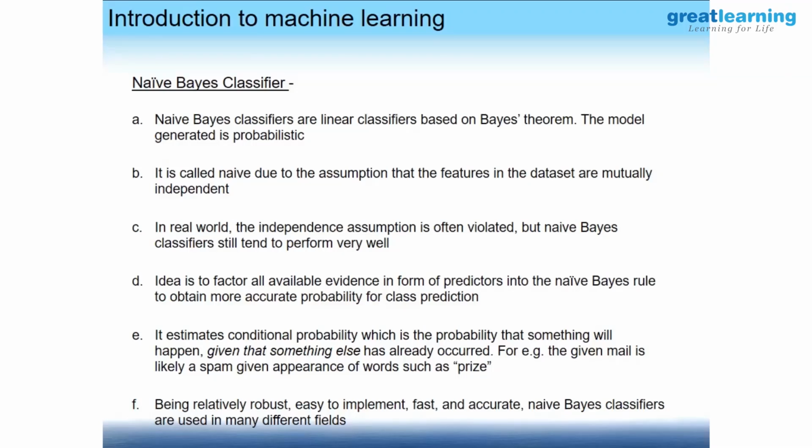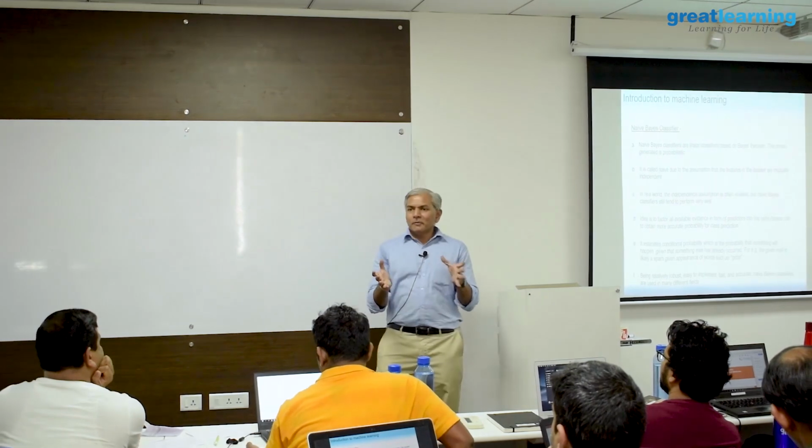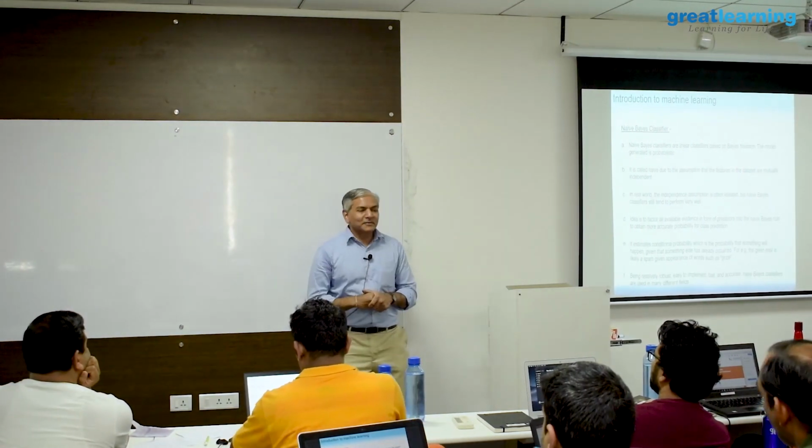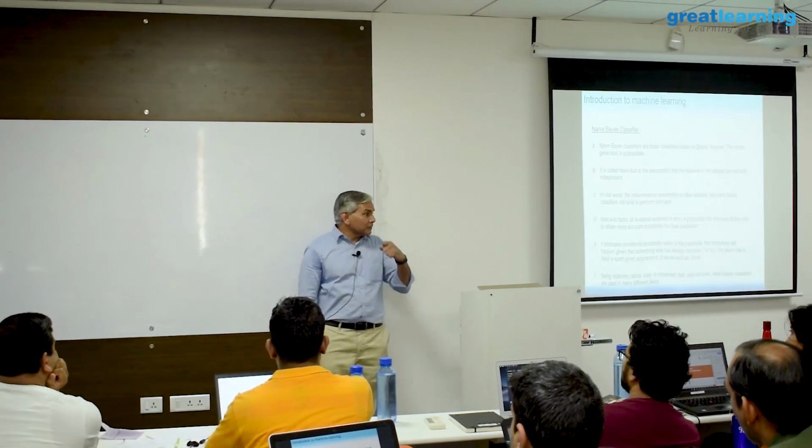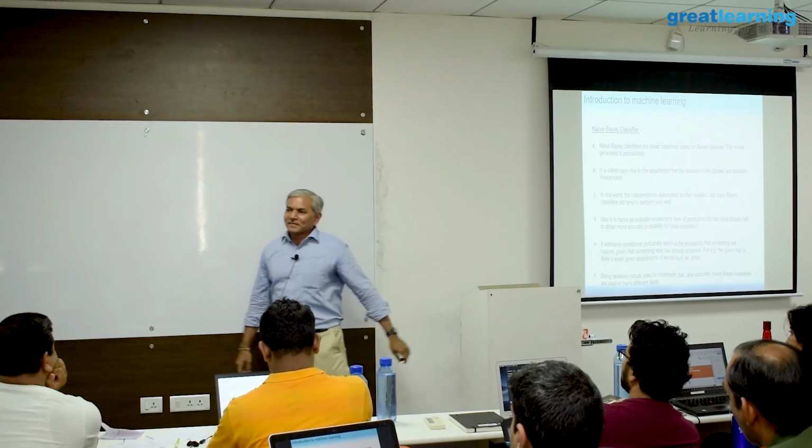So we started with joint probability. What is the probability it's a red king? Because we didn't have any information, it was 2 by 52. The moment we came to know it's red, we switched to conditional probability. What is the probability it's a king given it's red? Right?